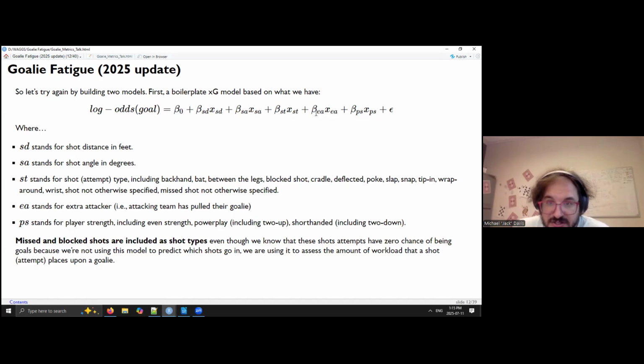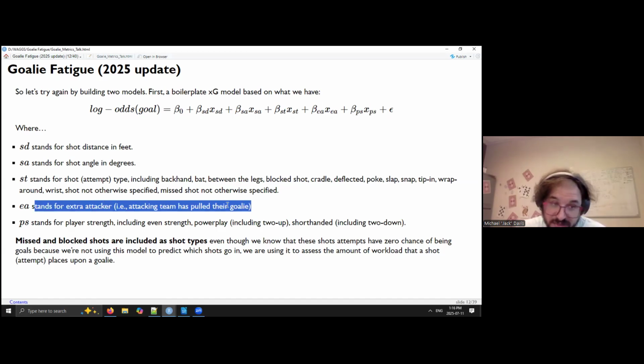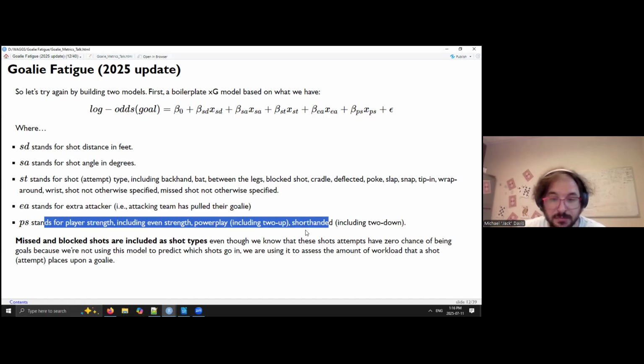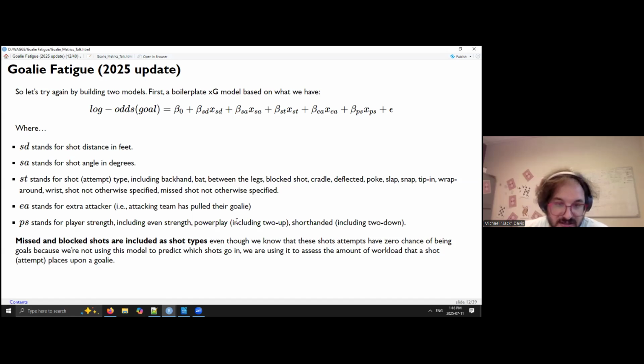A couple others, just because we had them available and it could matter for tactical situations. If the attacking team has pulled their goalie, that means there's an extra attacker. And player strength. This has been put into three categories: even strength, power play, and shorthanded. Two men down or two men up just gets folded into shorthanded and power play, respectively.